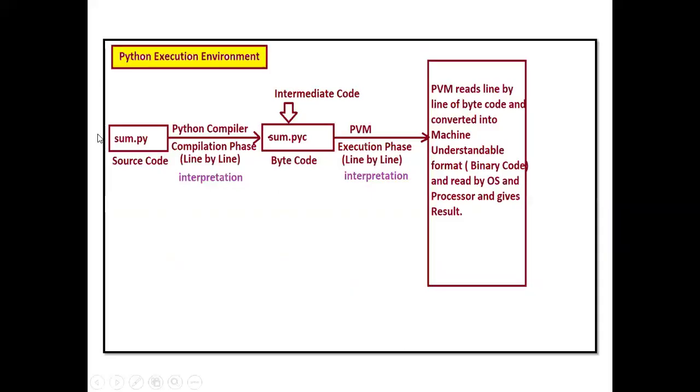This is the execution environment. I have saved one file with the .py extension. This is the source code. When the compilation process takes place, it will read the source code internally. If no error is found, it will convert it into the intermediate code, some .pyc. If it finds any error in the syntax, that will be displayed on the console and we'll get a syntax error. Once it is converted to intermediate code, the PVM execution phase starts. PVM reads the Python intermediate code and converts it into the machine understandable format, the binary code, which is read by the operating system. And finally it gives the results.